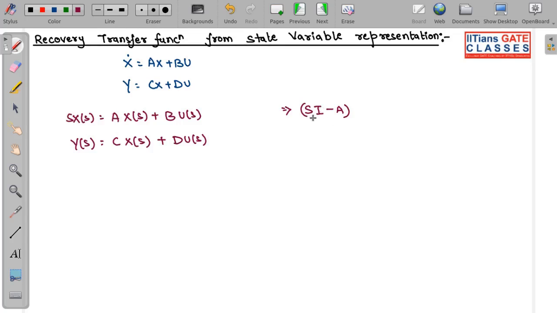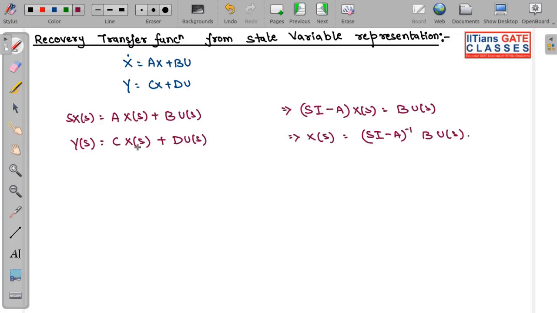I have to subtract a matrix from a matrix, so this will be (sI - A)X(s) = BU(s), and I can write X(s) = (sI - A)^-1 BU(s). Okay, I can write it like this.